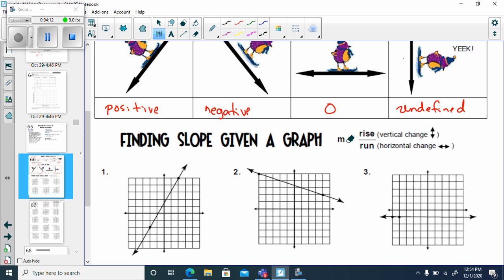Finding slope given a graph. Slope is equal to what we call rise over run. How far up you go on the y-axis versus how far over you go on the x-axis. The y-axis is the rise, it's the up and down. So slope is also equal to your change in y values over your run, which is your change in x values. Slope is rise over run, which is change in y over change in x.